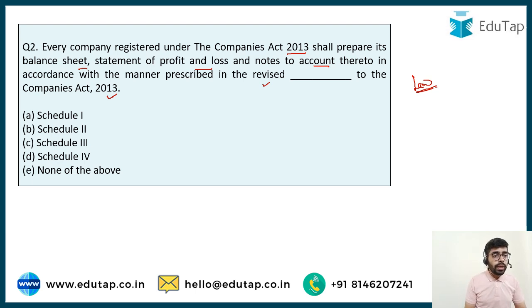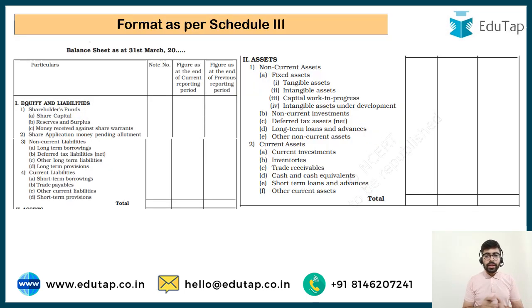Is it schedule 1? Is it schedule 2? Is it schedule 3? Or is it schedule 4 or none of the above? This is a very important question from an examination perspective. So let's unveil the suspense here. Schedule 3 is the one which contains the formats of the balance sheet and the statement of profit and loss which is to be prepared by the company.